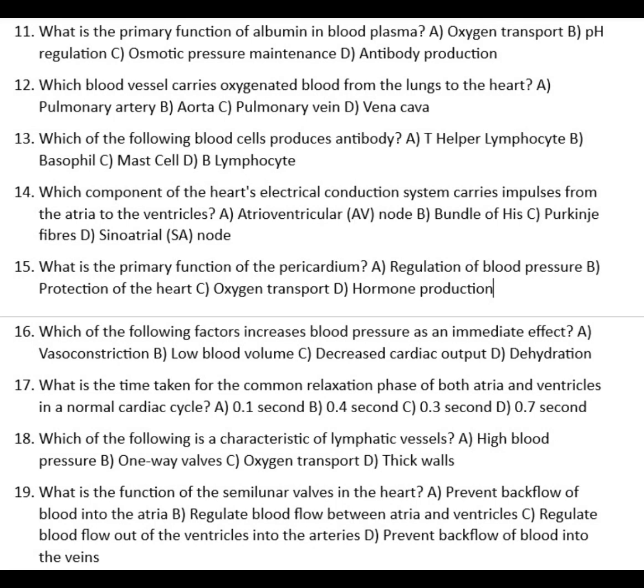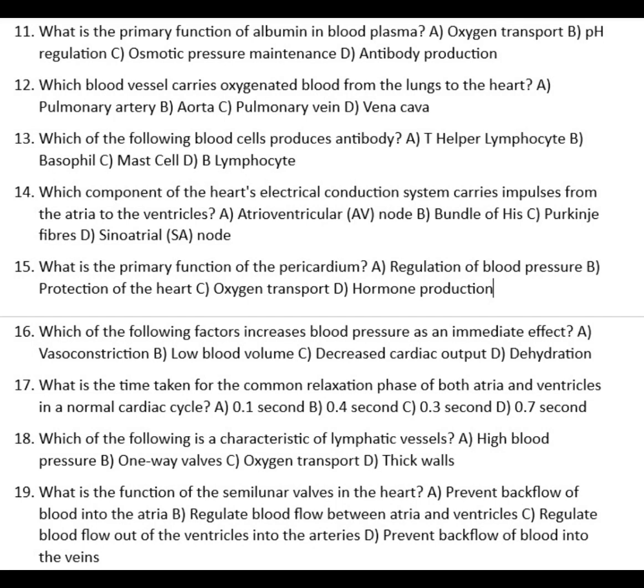13. Which of the following blood cells produces antibody? A. T helper lymphocyte. B. Basophil. C. Mast cell. D. B lymphocyte. 14. Which component of the heart's electrical conduction system carries impulses from the atria to the ventricles? A. Atrioventricular, AV node. B. Bundle of His. C. Purkinje fibers. D. Sinoatrial, SA node.